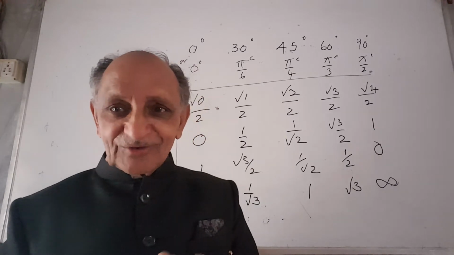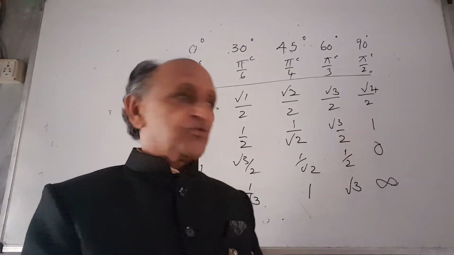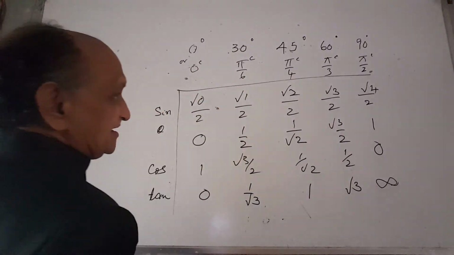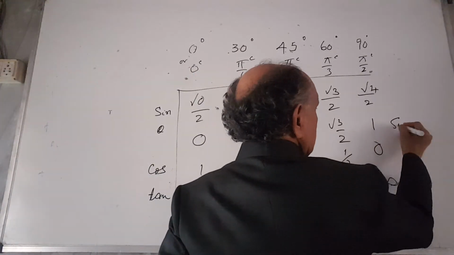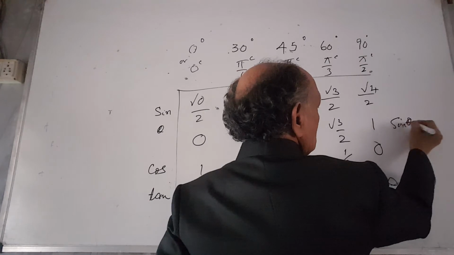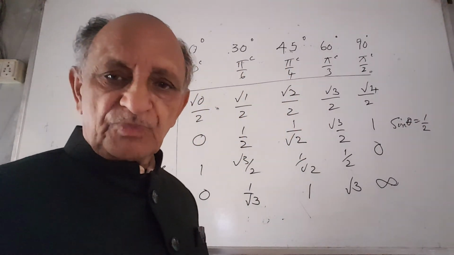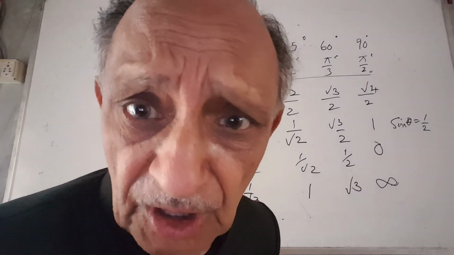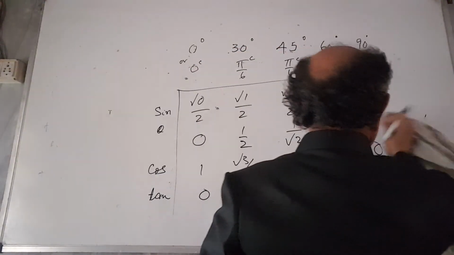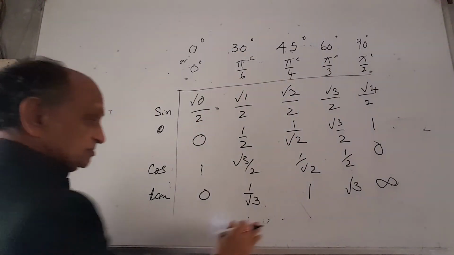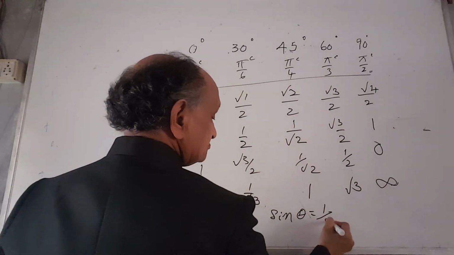Now I will give you a simple idea of inverse trigonometric function. When I write here sine theta is equal to half. Sin theta is equal to half. Maybe it's not visible there. I am changing the place. Sin theta is equal to half.